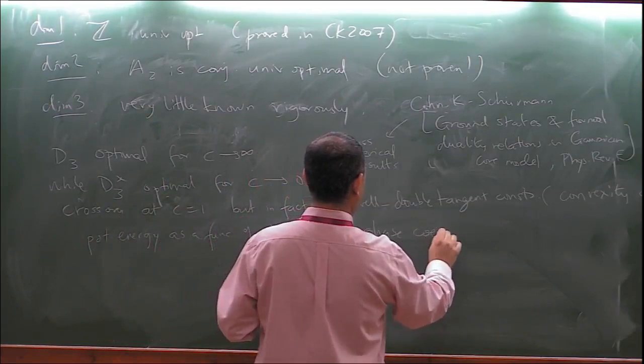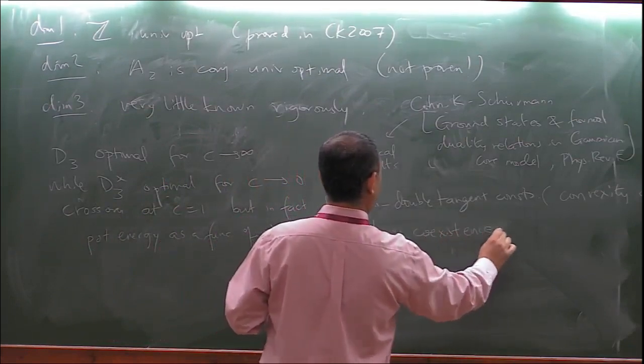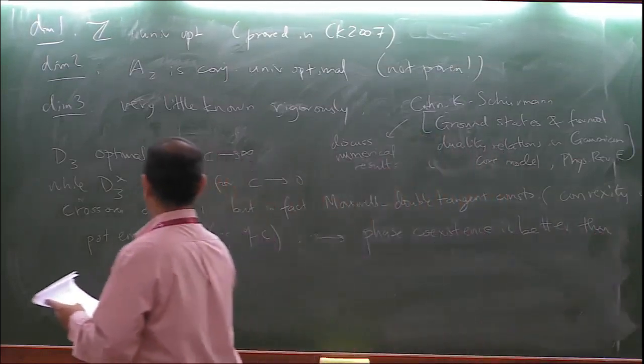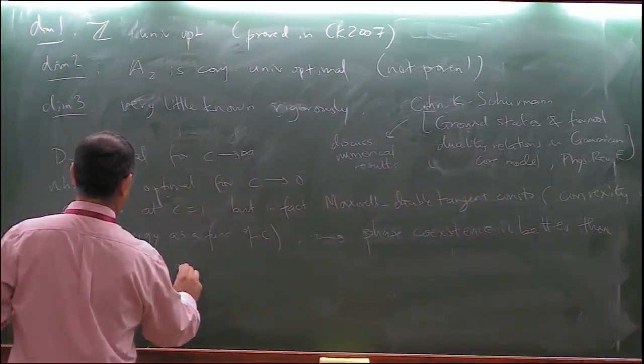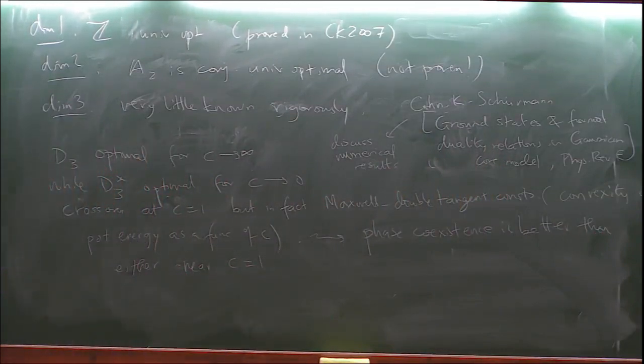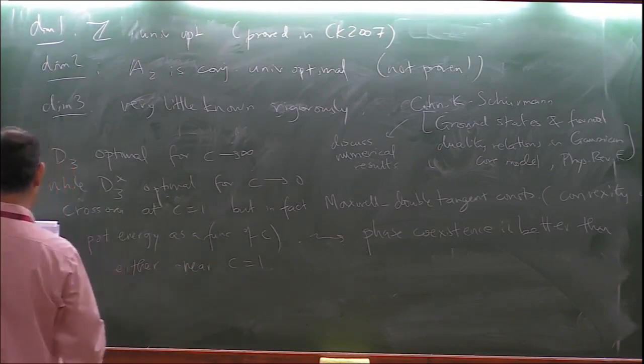So phase coexistence is better than either near C equals 1, okay? Which means the following horrible thing: you take some parts of D3 and some parts of D3 dual at the same density, and you mix them together. You can take a large cube and another large cube, etc. So that's phase coexistence. That's better than either of them near C equals 1 for energy.